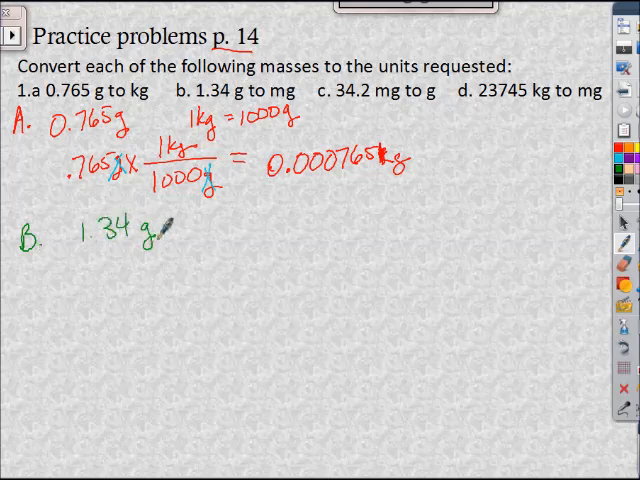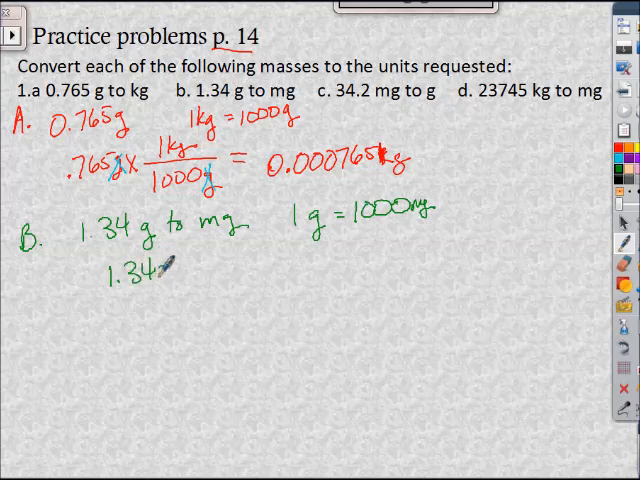1.34 grams to milligrams. I know that 1 gram equals 1,000 milligrams. So 1.34 grams. Sometimes I'm going to draw it like this. I prefer drawing this way so I don't do the times up here. Sometimes I lose track of where the times are. Draw one straight line, start drawing your lines between factors. Each time I see that, it means times.